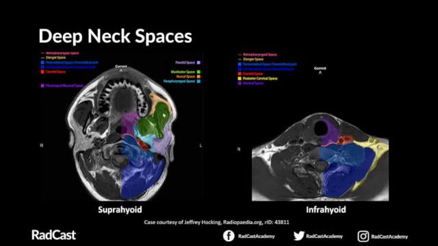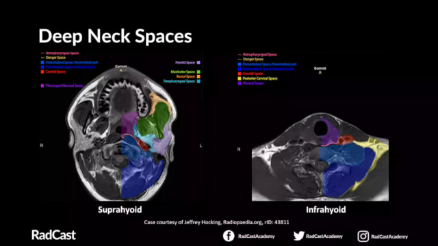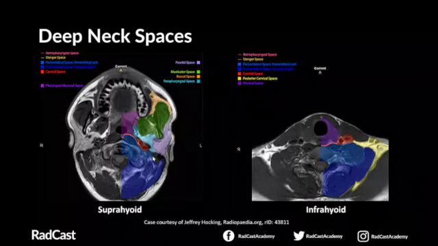But if there is one thing that you should probably remember about deep neck spaces, or one landmark which is good to be able to recognize, it's the parapharyngeal space, which you can typically find because it's the fatty triangle in the suprahyoid neck. That's a good landmark to be aware of, because the parapharyngeal fat is bounded by lots of other neck spaces. Lateral to it, you've got your parotid space.